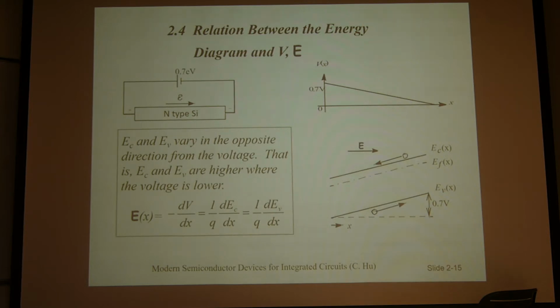So you will have current flow, right? This is like a resistor. Essentially, it's like a resistor. You have a resistor here. So you have an electric field. This is positive. This is the ground. And you have electric field this way, and also the current flow this way.